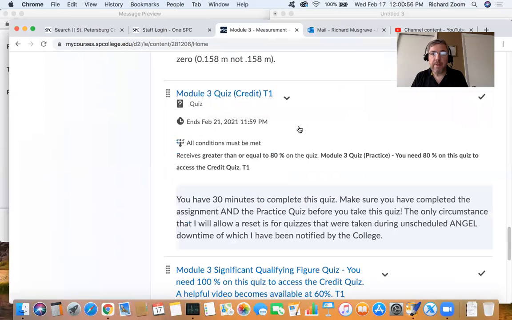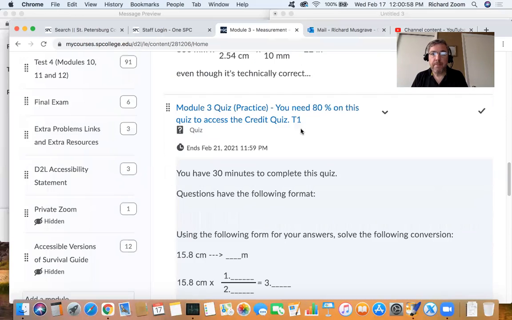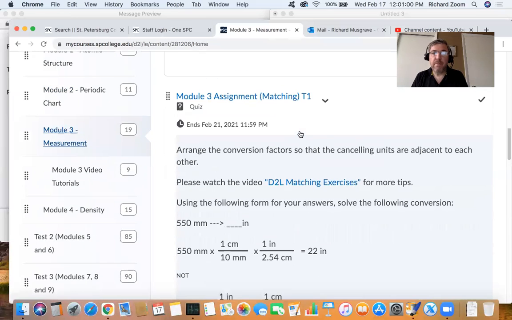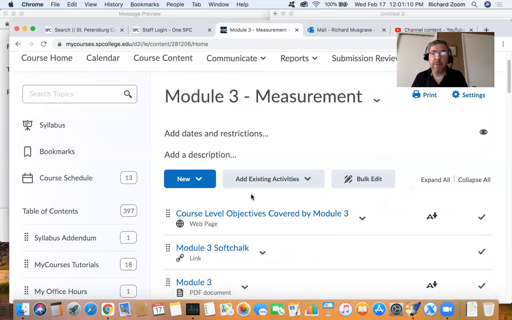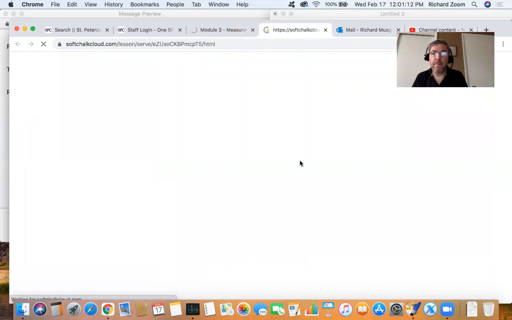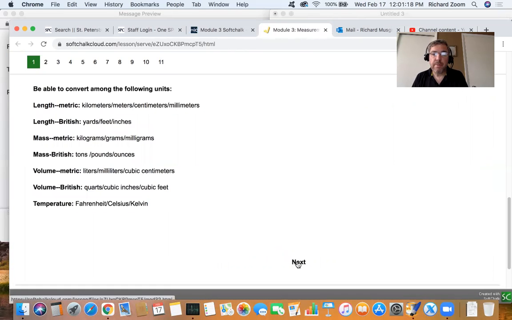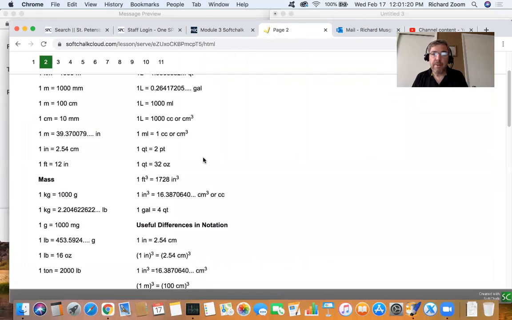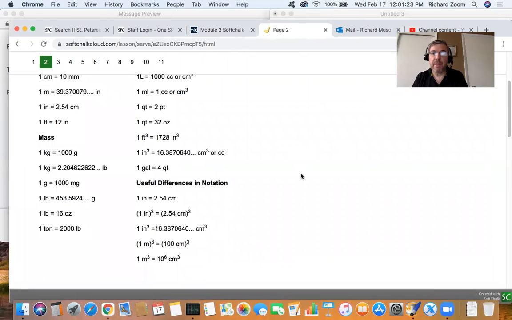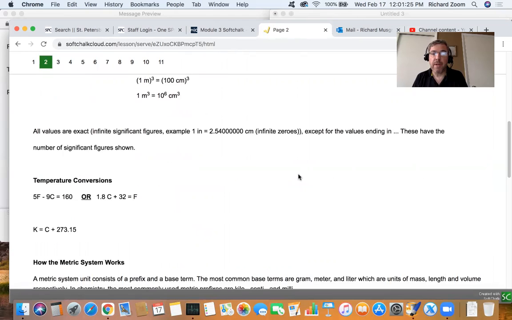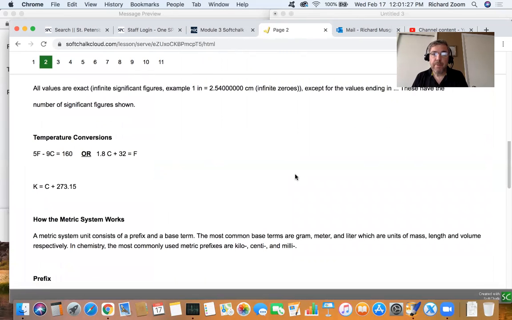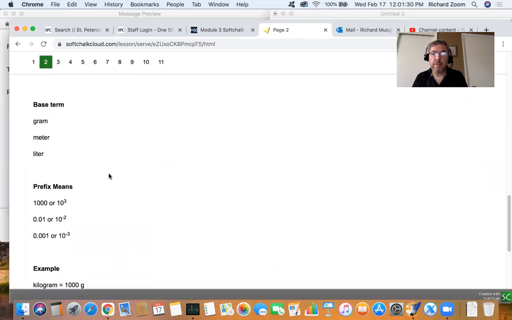Okay, let's look at the module 3 assignment. So this Zoom session here is not about actually giving you information about how to do the problem. So that's something that I recommend you get by doing the module 3 soft chalk. Now, when you're going through the soft chalk, what you'll notice, well, here's the conversion sheet. You should probably print that out from the survival guide or have it next to you. This also has the temperature conversions on it as well.